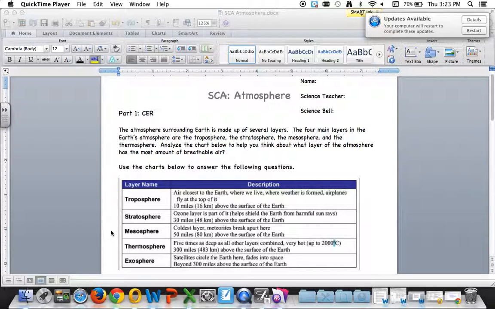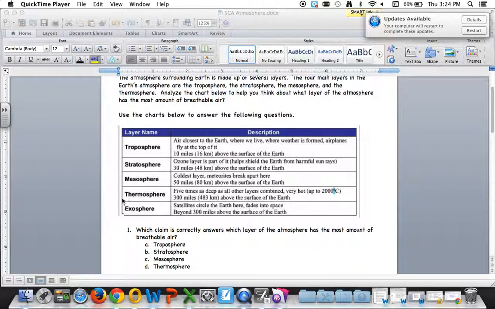Mesosphere, coldest layer, meteorites break apart here. 50 miles, 80 kilometers above the surface of the Earth. Thermosphere, 5 times as deep as all other layers combined, very hot, up to 2,000 degrees Celsius, 300 miles, 483 kilometers above the surface of the Earth. Exosphere, satellites circle the Earth here, fades into space, beyond 300 miles above the surface of the Earth.